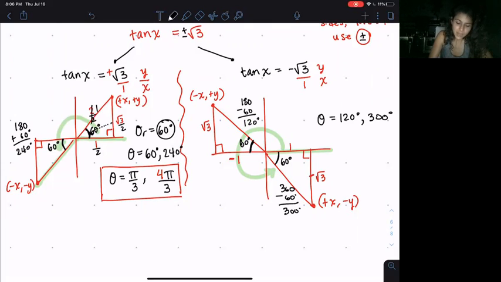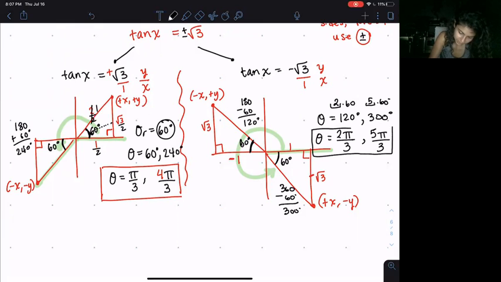So since our reference angle was 60 degrees, we know that both of these are going to be something pi over 3. They'll both be multiples of 60. And what times 60 gives me 120? That number is 2, so 2 pi over 3. And what times 60 gives me 300? The answer is 5, so we get 5 pi over 3. I'm going to box my answers.